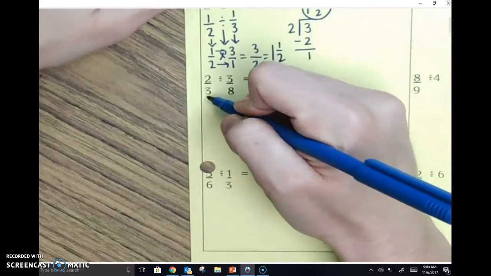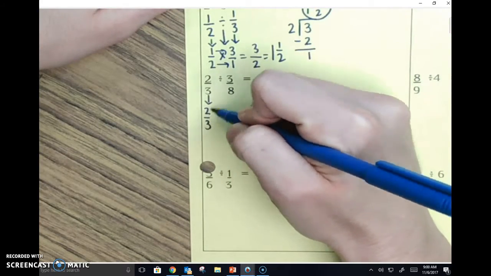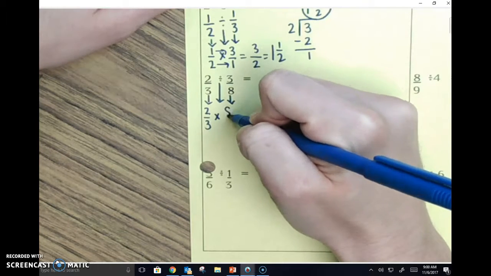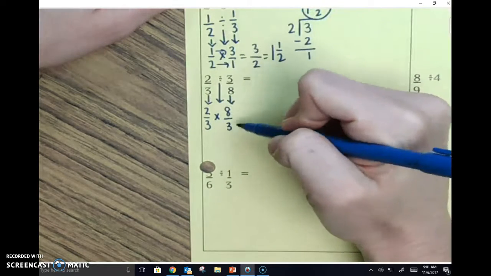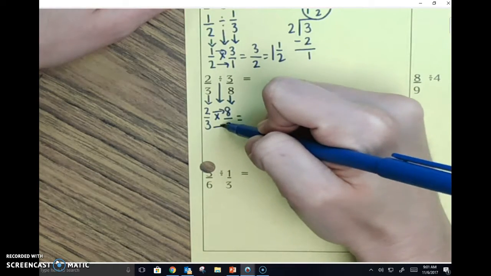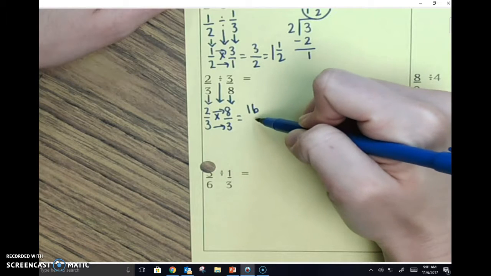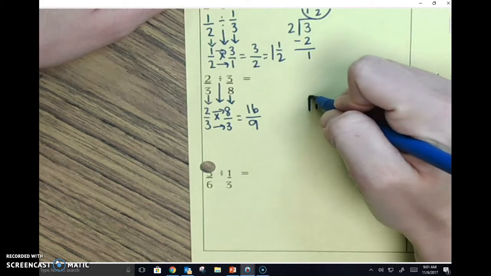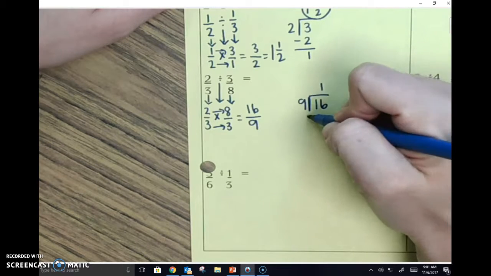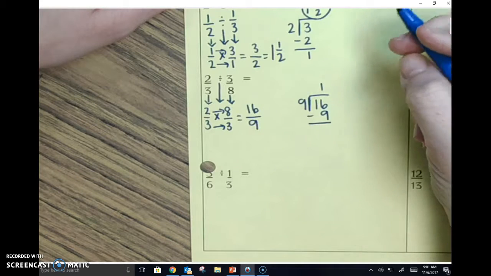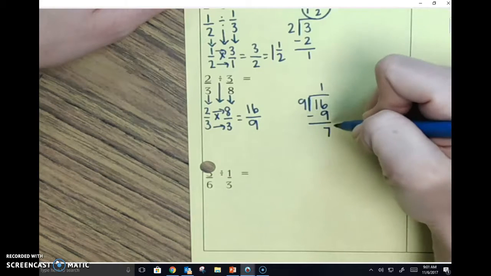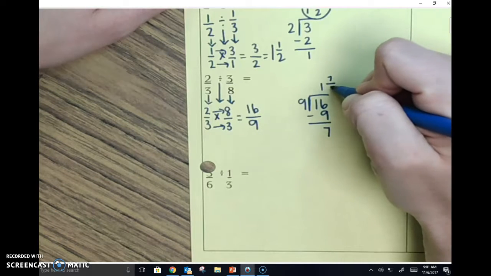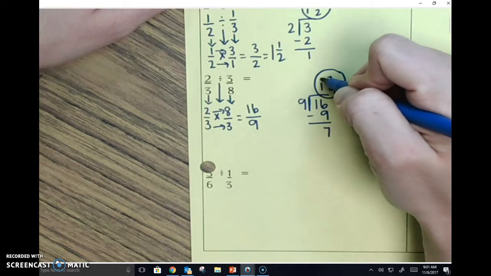Our second one, we're going to bring straight down. We have 2/3. Division changes to multiplication, and your second fraction flips. We have 8/3. We're going to multiply straight across, so we get 2 times 8 is 16. 3 times 3 is 9. We're going to divide that to get a mixed number. 9 goes into 16 once. 16 minus 9 is 7. Our leftover 7, so that's going to be our numerator. And the outside number is 9, so that's our denominator. Our answer is 1 7/9.